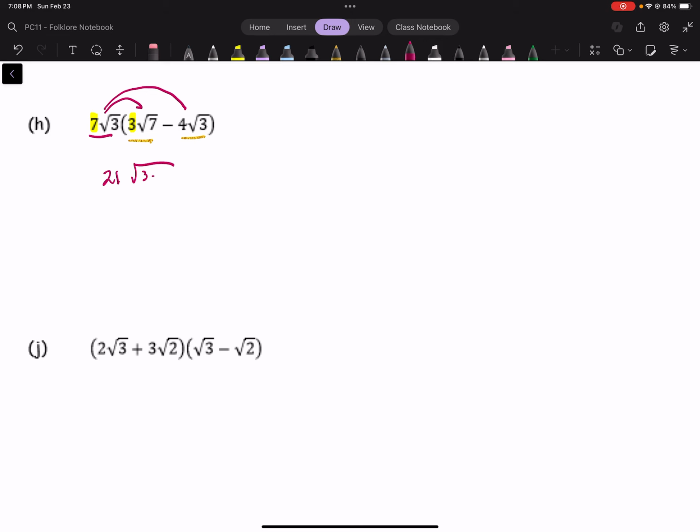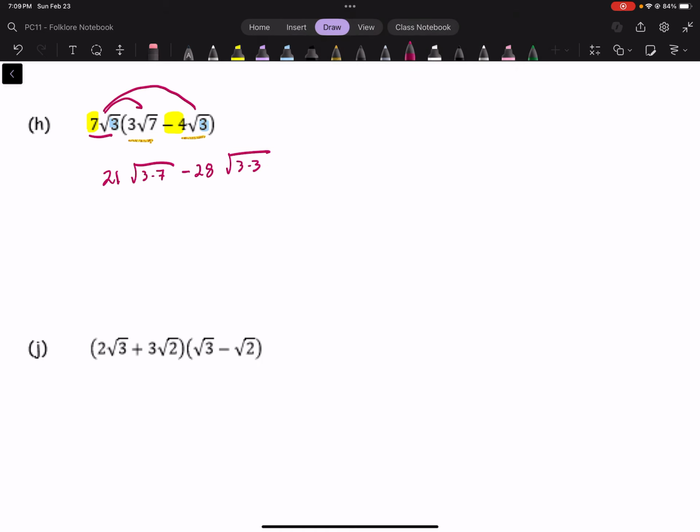And then I'm going to multiply my radicands. 3 times 7 is 3 times 7. Now I'm going to do the second multiplication here. 7 times negative 4 root 3. So I'm just going to multiply my coefficients. So 7 times negative 4, and that creates negative 28. So 7 times negative 4 is negative 28. Now I'm going to multiply my radicands, which is 3 times 3. So that's going to be the square root of 3 times 3.